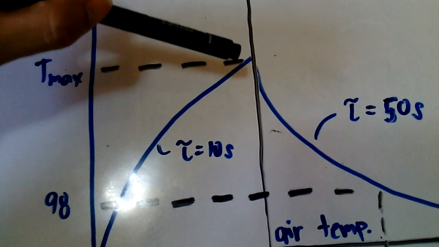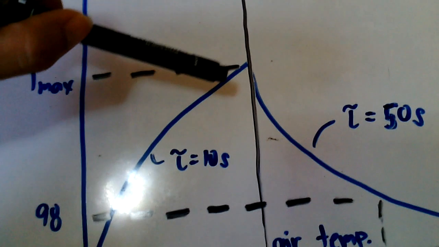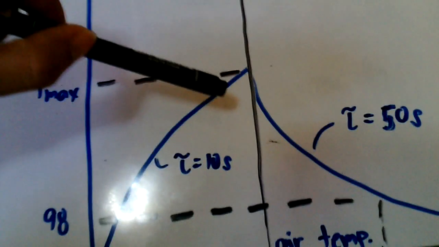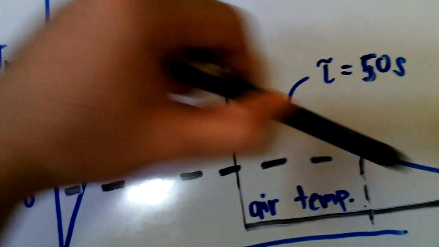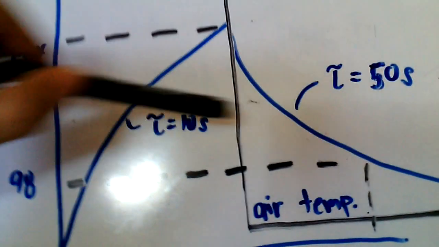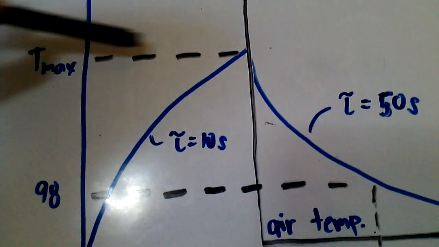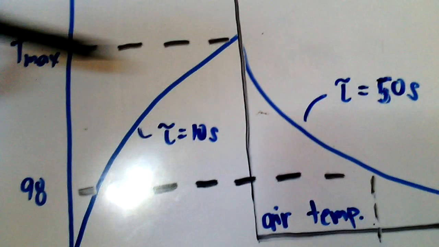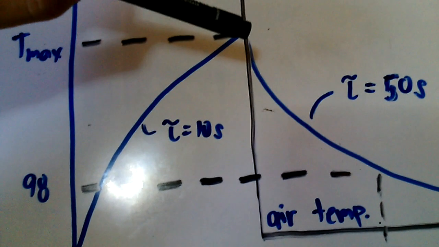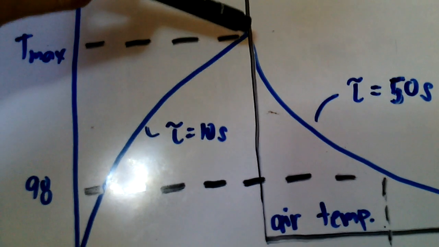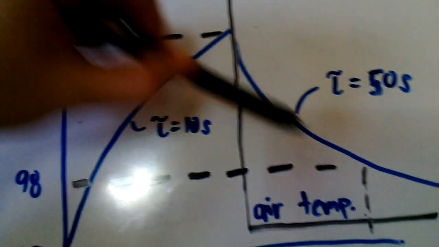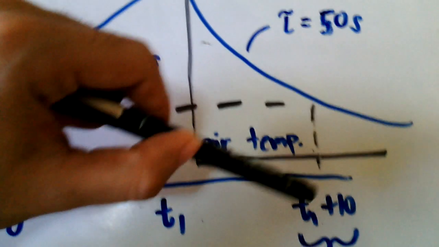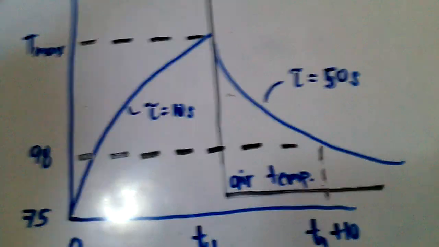Then we have the end of the oil bath and the start of the tau of 50 seconds for the air temperature. So we have our Tmax here. Let's just say that this is the graph here. Then we have the Tmax here. At this temperature, at this peak, is the change to the air temperature. Then we have our 98 degrees Fahrenheit at T1 plus 10, or T2.